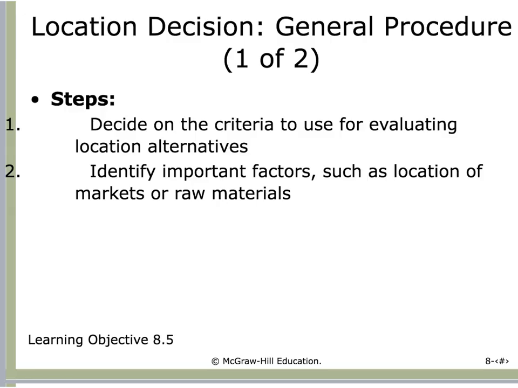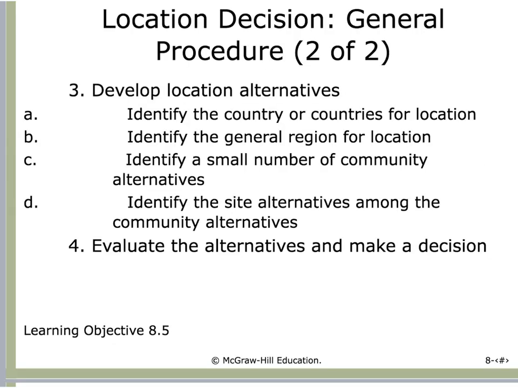So the general procedure in choosing a location: first, you have to decide on the criteria to use for evaluating the location alternatives, identifying the key factors, things that are important to you. Develop location alternatives, evaluate the alternatives, and then make a decision.